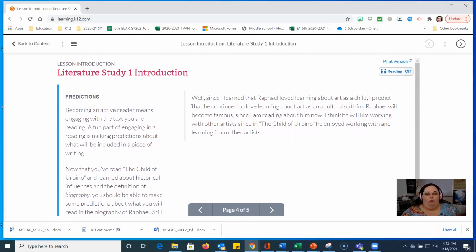All right, here's what Karen wrote. Well, since I learned that Raphael loved learning about art as a child, I predict that he will continue to love learning about art as an adult. I also think Raphael will become famous since I'm reading about him now. I think he will like working with other artists. In The Child of Urbino, he enjoyed working with and learning from other artists.